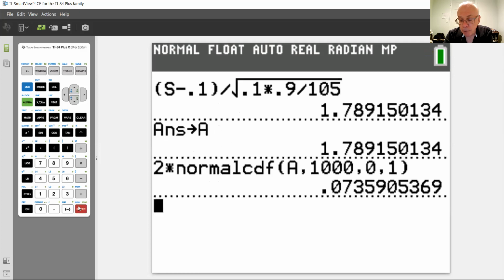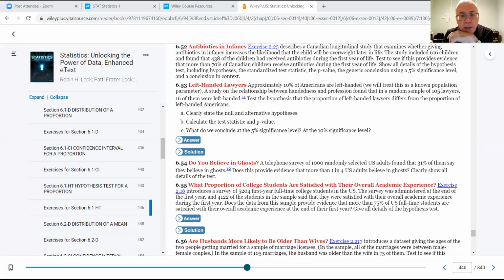And there's our p-value, 0.0736. I guess we round to 4 decimal places. So we write that down, 0.0736. Now I have to go and check what the alpha is for this problem. Back to the book. And the alpha in this case is, well, they're actually giving us 2 possibilities, 5% and 10%.